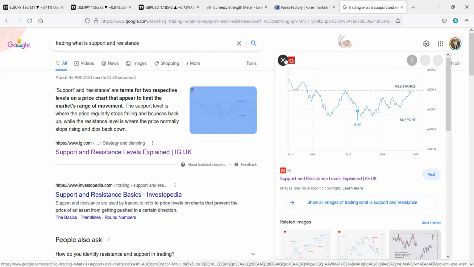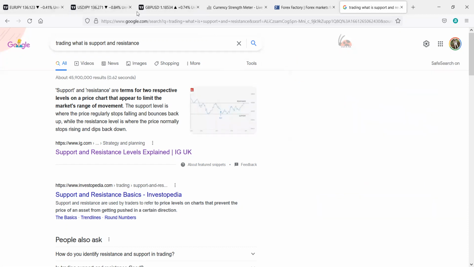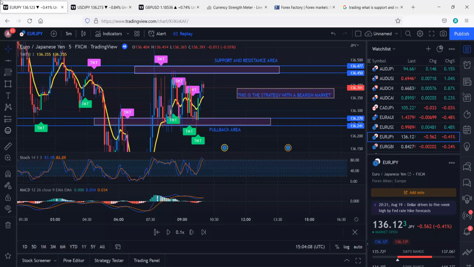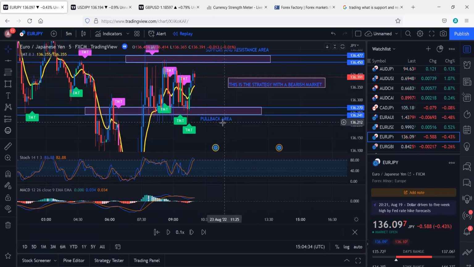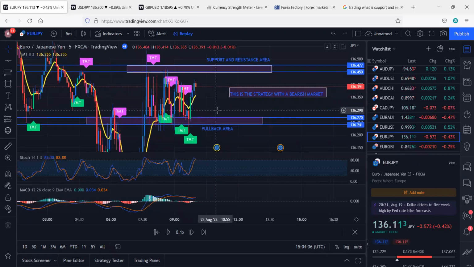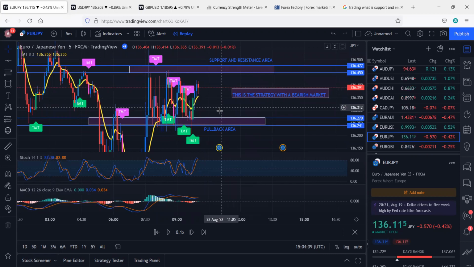If it doesn't, I will make it more simple for you guys, because I know it can get tricky with support resistance. But other than that, now here I have my strategy with a bearish market condition. It says it clearly here. Ladies and gents, keep in mind, the strategy here is for a bearish market. All right. Now, here we have a pullback area. I'll get to it in a bit. But other than that, let's focus first on the support resistance area. But we will see which will hit first.